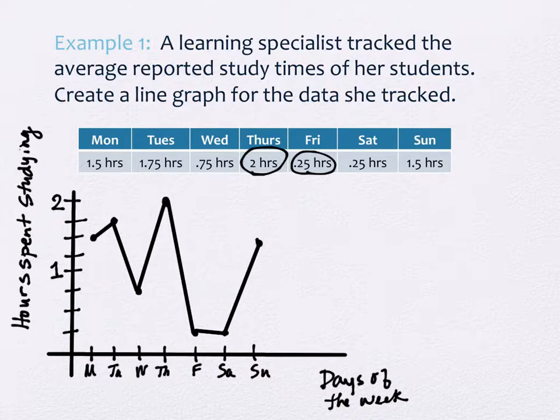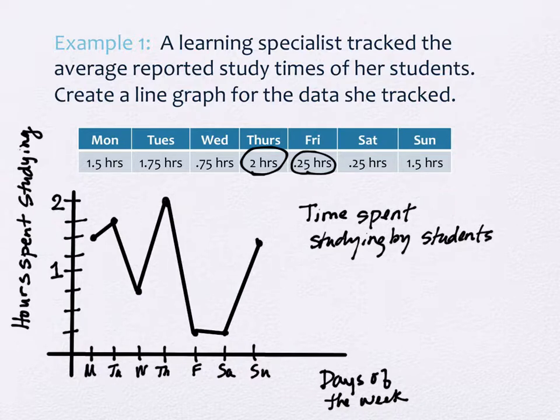I need a title. So this is what? Hours studying. Or you could even say time, just in general, time spent studying. I'll say by students. If you don't want to say that, that's fine. And of course, this is self-reported data, so there's always a level of probably inaccuracy with that too, right? Everybody good with that? Time spent studying. No, because we've got the labeling on the bottom, so we know that part. If you did, it wouldn't hurt anything, Emily. It's just not necessary.